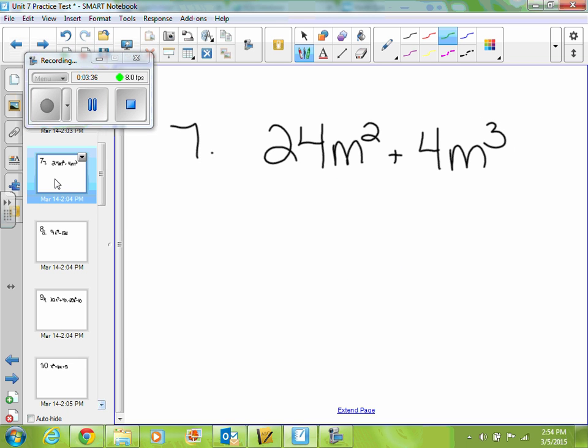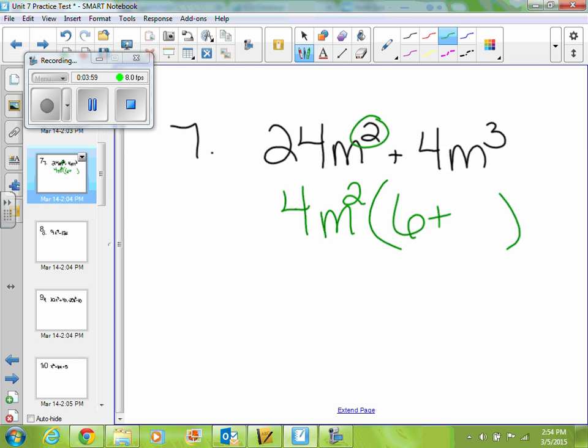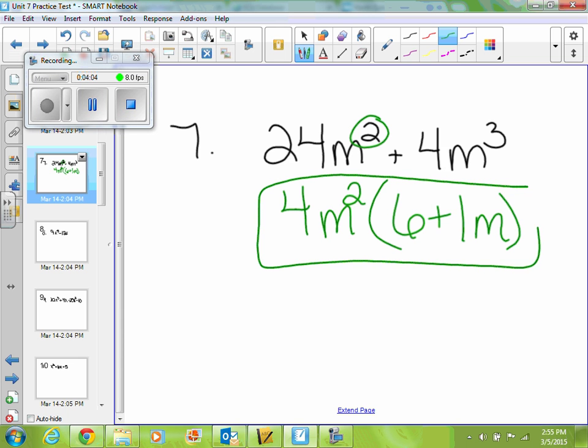Alright, so moving on to number 7, that's where we begin factoring. Okay, what goes into 24 and 4? 4. What's my smallest exponent? M squared. Okay. What's 24m squared divided by 4m squared? 6. What's 4m cubed divided by 4m squared? 1m. That's it. Alright, so any questions on 7?